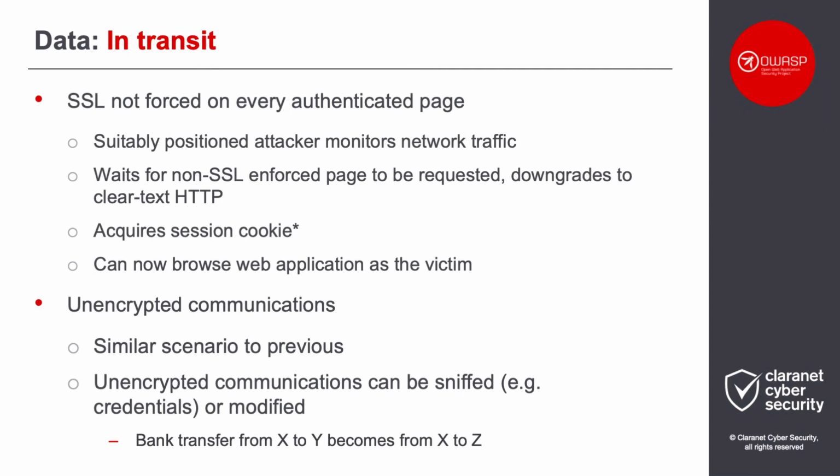Unencrypted communications. It's a very similar scenario to the previous example. There's unencrypted communications that can be sniffed or modified. So for example, we want to do a bank transfer using a custom protocol that does not use encryption from, say, user 1 to user 10, and we want to send $5,000. If I'm suitably positioned, I can send it from user 1, which is the victim user, to user 11, which is my bank account, and I can change it to, say, $100,000. And because the communication is not encrypted, that will go through, and that will suddenly take $100,000 from user with ID of 1.